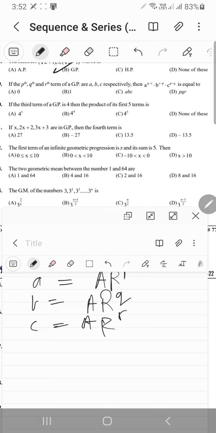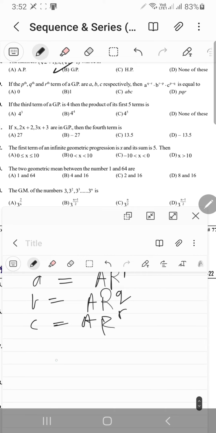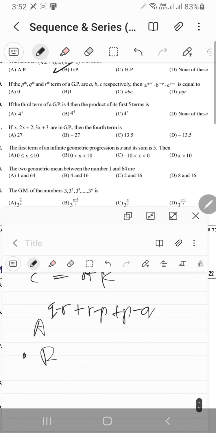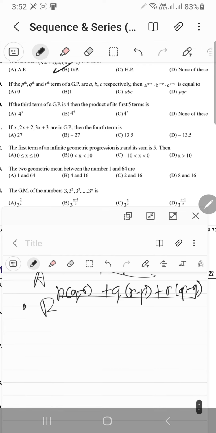So this will be A to the power of q minus r plus r minus p plus p minus q, times R to the power of, let's see, p into q minus r plus q into r minus p plus r into p minus q. As you can see, all of these turn out to be 0, so it's just 1.